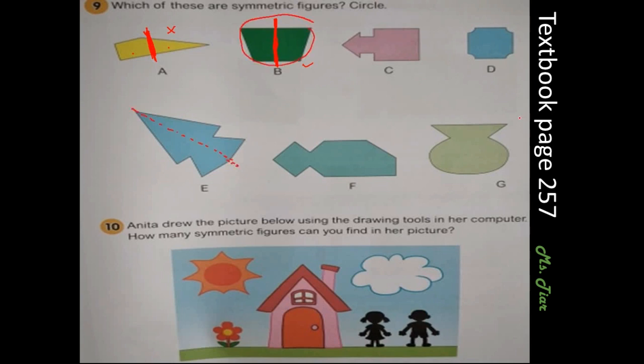Don't forget. Next, question G. I'm going to help you with question G. Let's put the line of symmetry here, in the middle. I'm so sorry I cannot draw it well. So is it symmetric from one half to the other half? Yes. So you circle it because this is symmetric.